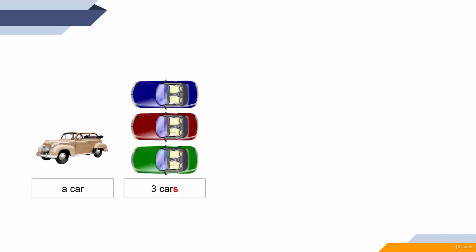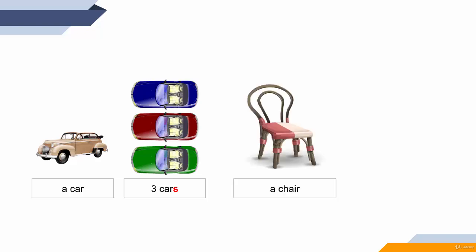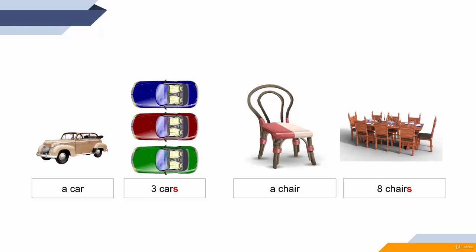You already know the basic rules. It's easy to remember that a is the same as one. So a car or one car is the same. When you want to say three, then you say three cars. The same: a chair, eight chairs.